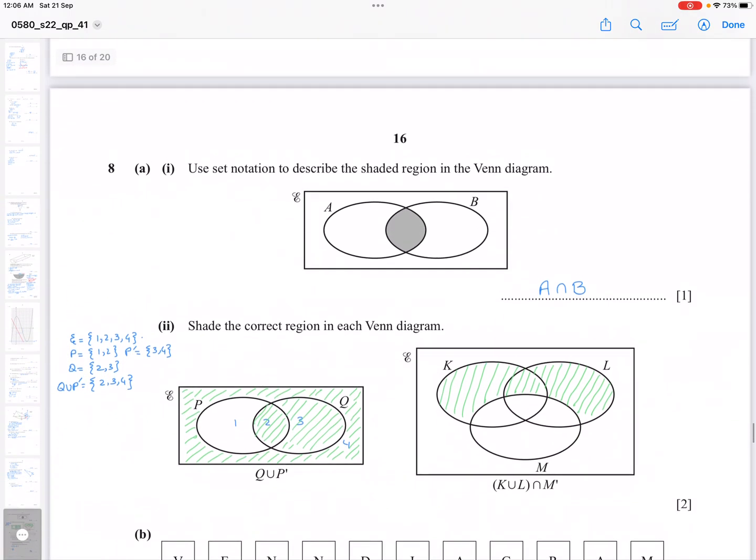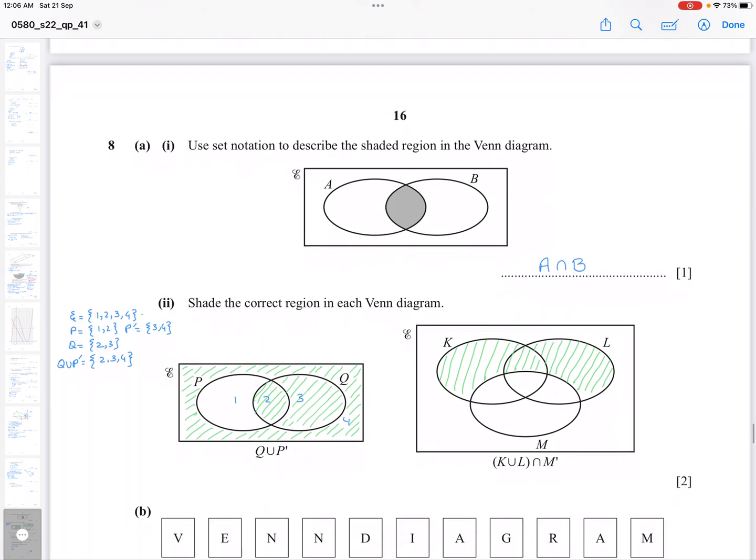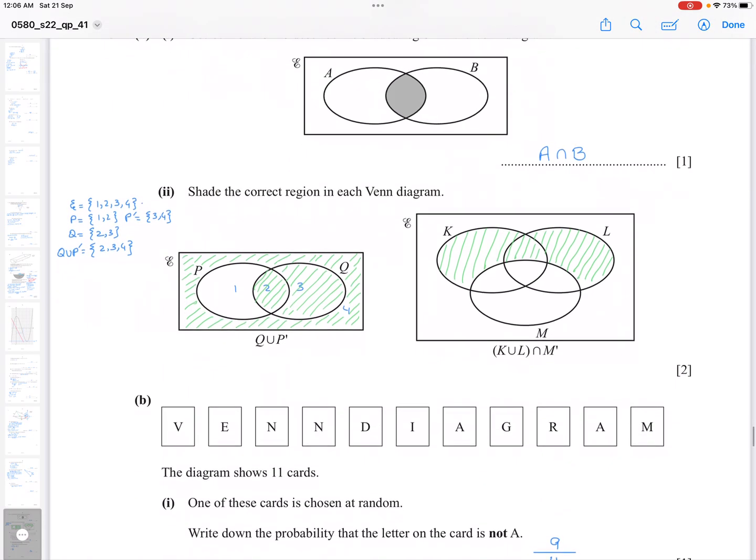Question number 8 in part A1, use the notation to describe shaded region in the Venn diagram. So this is simple, A intersection B. Shade the correct region in each Venn diagram. So you can place values in the empty areas 1, 2, 3, 4 with the blue letter I have written.